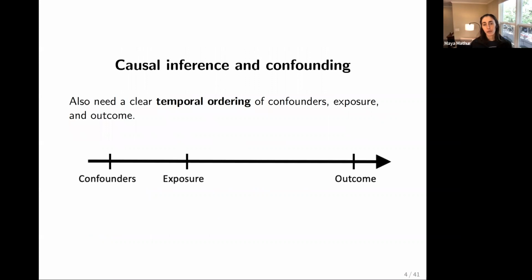The other thing that's really important for doing causal inference is to have a clear temporal ordering in the study where the confounders are measured first, then the exposure is measured, and then the outcome. Why? Because if the exposure doesn't precede the outcome, we don't necessarily know that we don't just have reverse causation. And the confounders need to also occur before the exposure and outcome so that we know it's not a mediator, or in other words, a mechanism by which the exposure acts.